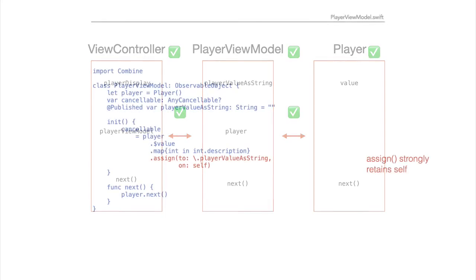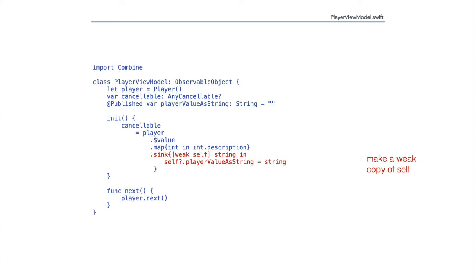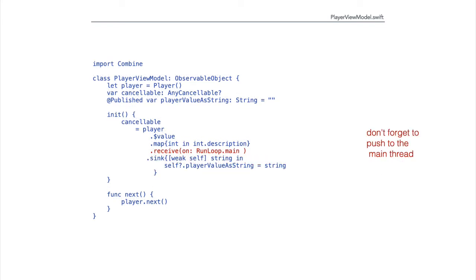The problem is assign strongly retains self. And so we have to use a different version of a subscriber here. Instead of using assign, which is appropriate if something never fails, we're going to use sink. Sink just takes a closure where it's passed the published value, the string, and I'm capturing self weakly, and so this tells me I am not holding on to self strongly inside of this sink. And inside of this sink, if self exists, then I will set its player value as string to be string. I'm making a weak copy of self here, so I'm not strongly retaining. And of course, as before, we want to make sure that we are receiving this on the main thread.